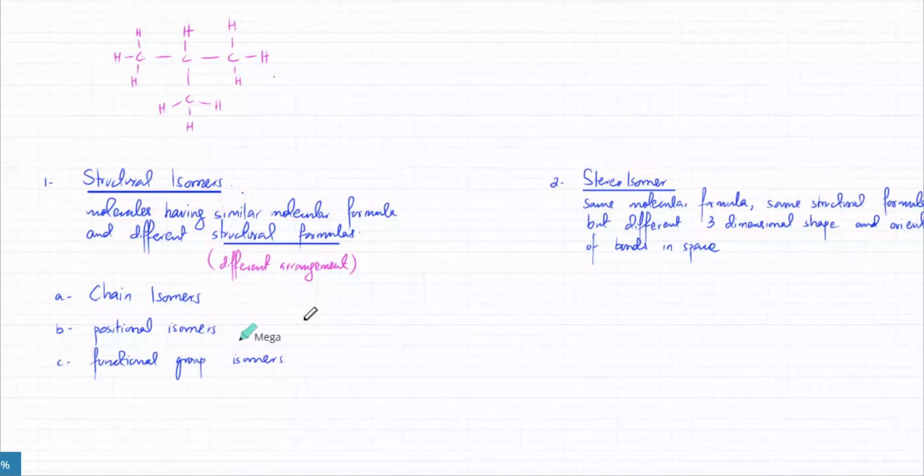And in the case of stereoisomers, there are two types. One of them is optical isomers. And the other one, part B, is geometric isomers.